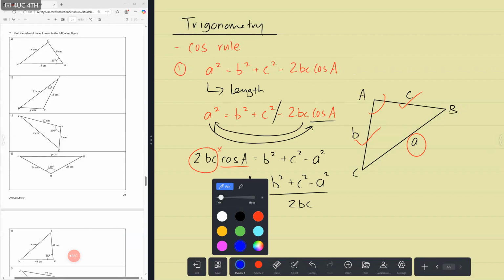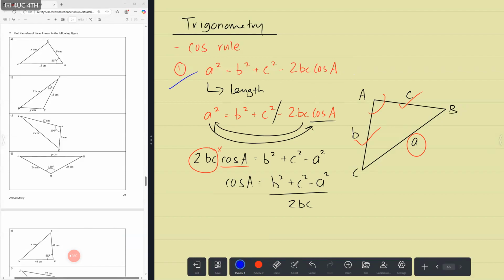Okay, guys, so this is our formula on cosine rule. Let me show you here. Yep, this is the one. This is to find the length, and this is the second version of cosine rule. Cosine A equals to B squared plus C squared minus A squared over 2BC, and this is to find the angle. Okay, but I want to put a disclaimer here.